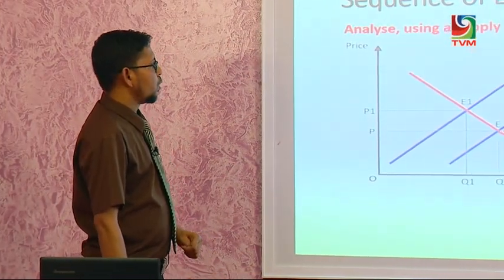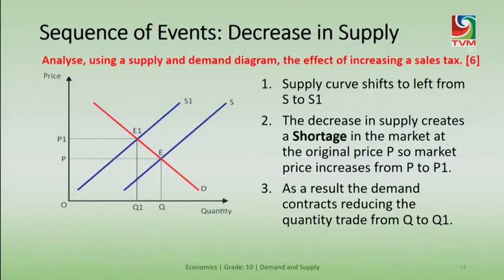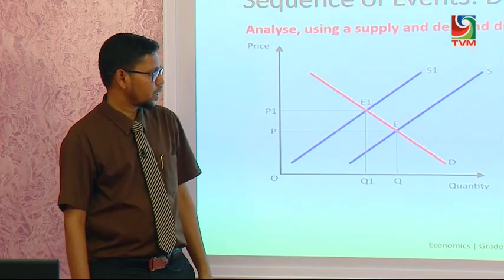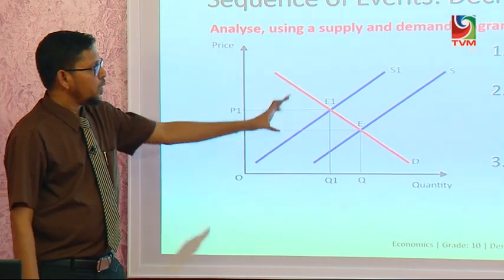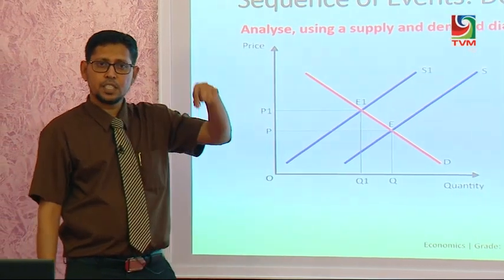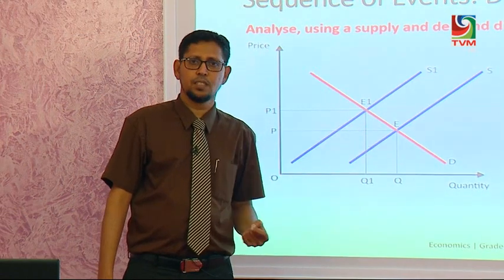This is once again a question from past papers. Analyze using a supply and demand diagram the effect of increasing sales tax. So you will have to analyze what happens to the quantity traded and what happens to the price when there is an increase in the sales tax. So let's say in Maldives the GST increases, once again GST increases. When the GST increases, the businesses will have to pay more GST.